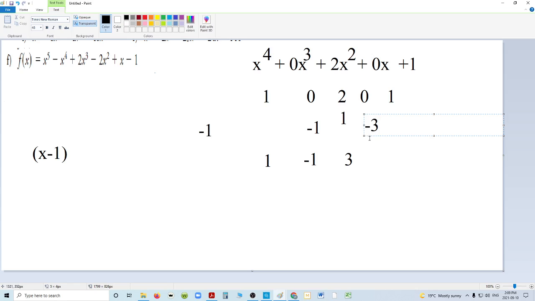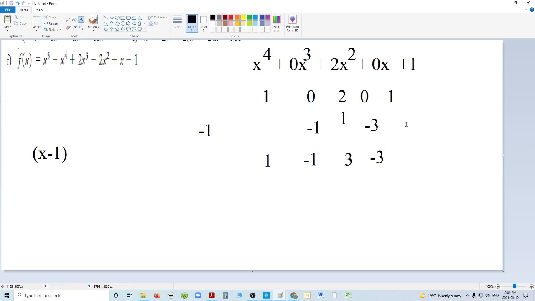I think I got it right. And that one doesn't work. So now I'll move on to my 2's. Whoops. You want to keep your coefficients around.